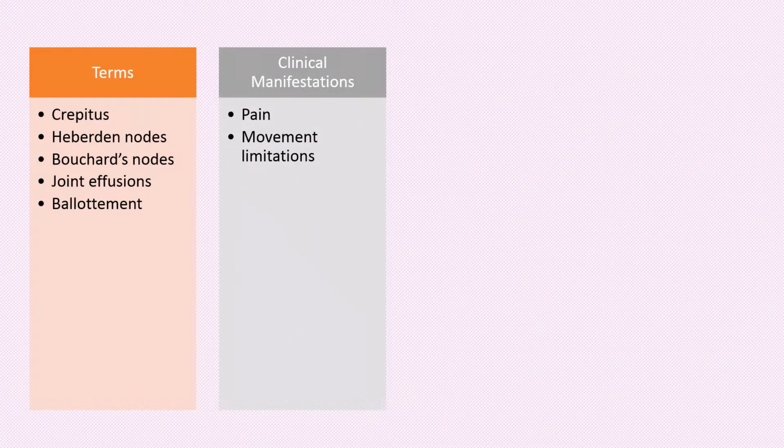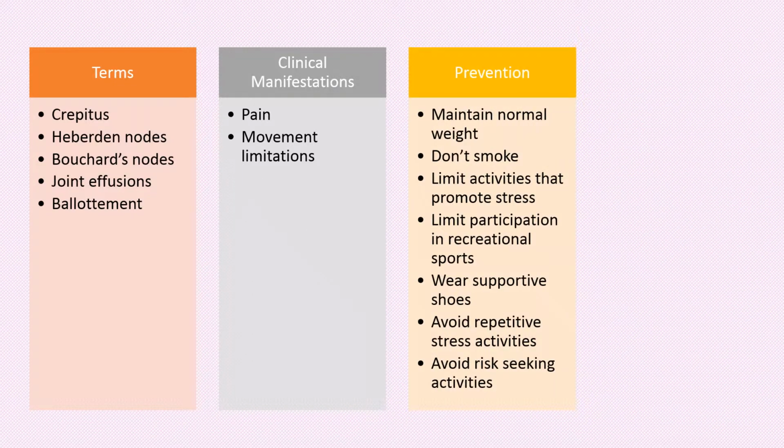Clinical manifestations will be pain and movement limitations. Some of the prevention steps are to maintain normal weight, don't smoke, limit activities that promote stress, limit participation in recreational sports, wear supportive shoes, avoid repetitive stress activities, avoid risk-seeking activities.